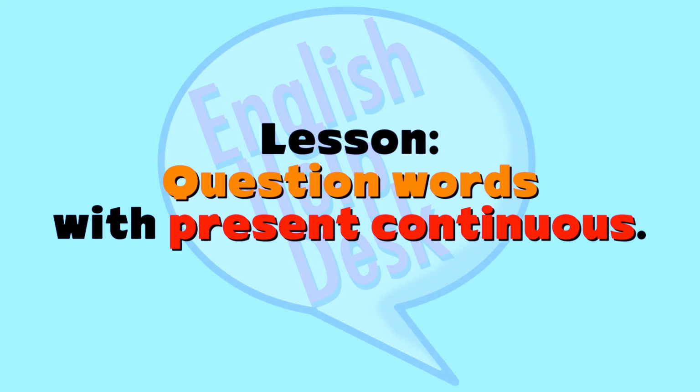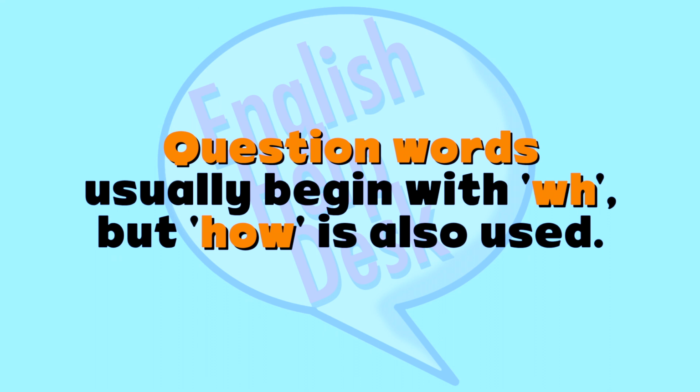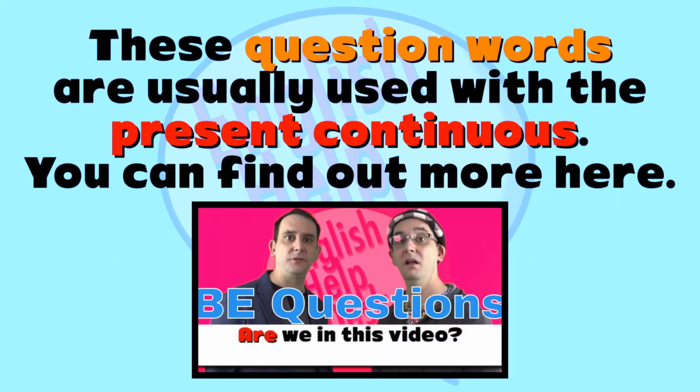Lesson: question words with present continuous. We can use question words or WH words to make questions that ask for information. Question words usually begin with WH, but how is also used. These question words are usually used with the present continuous. You can find out more here.